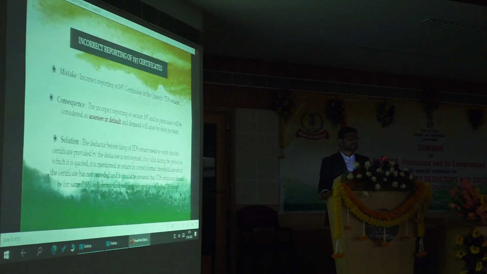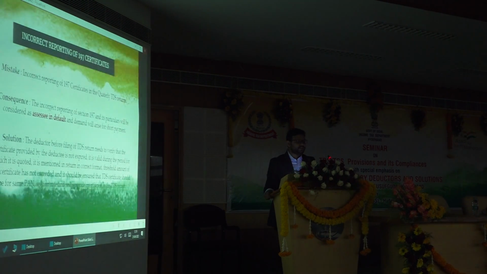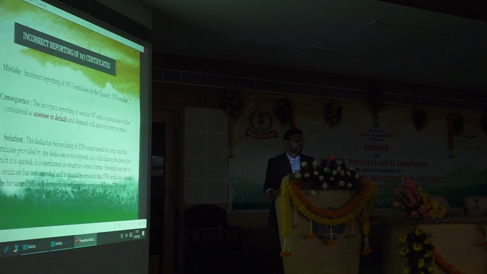Next, a lot of deductees take lower deduction certificates under section 197. When they have a lower deduction certificate under 197, the deductor has to quote this correctly, check whether the certificate is valid for the period for which the deductee has asked to consider the lower deduction, and also mention the correct details of the LDC. Only then will it be accepted, because when we issue a lower deduction certificate, we have digital data on whose case we have issued the lower deduction and under which section.